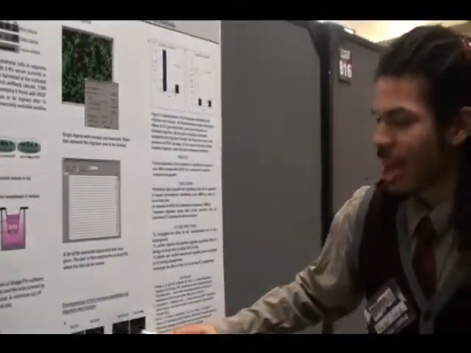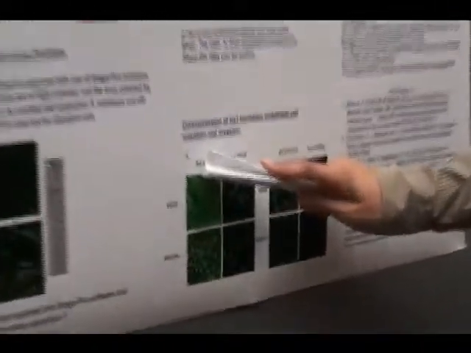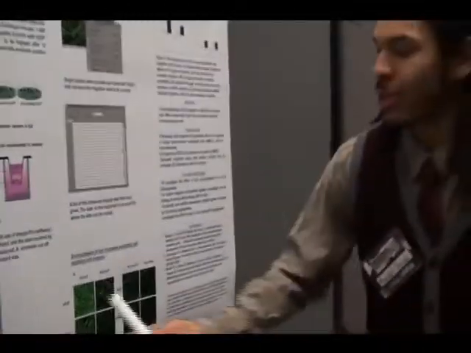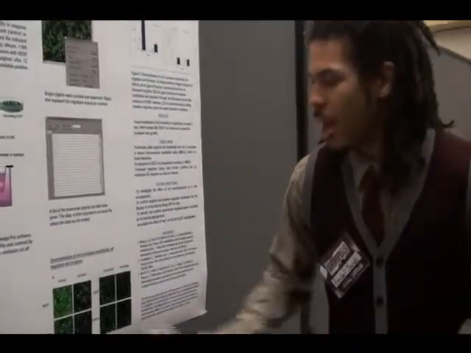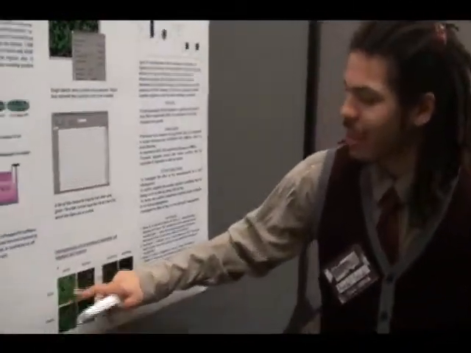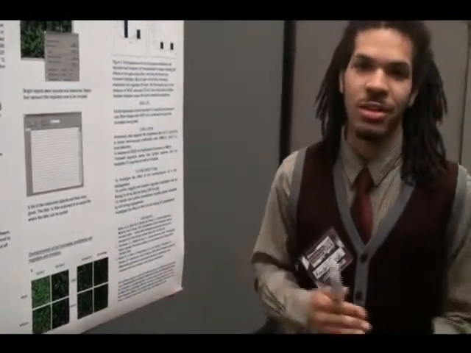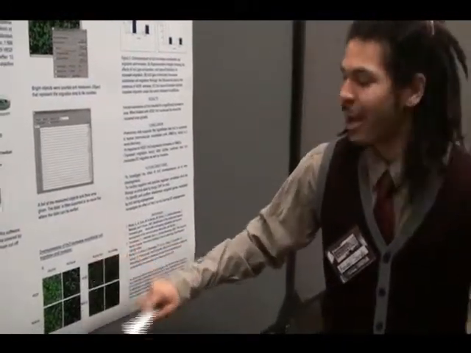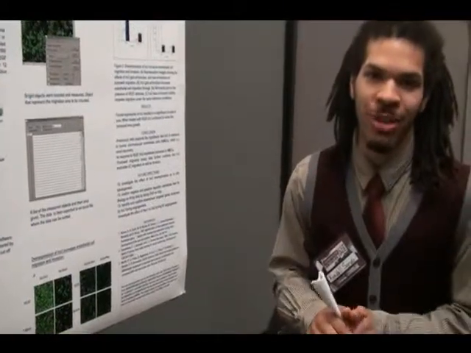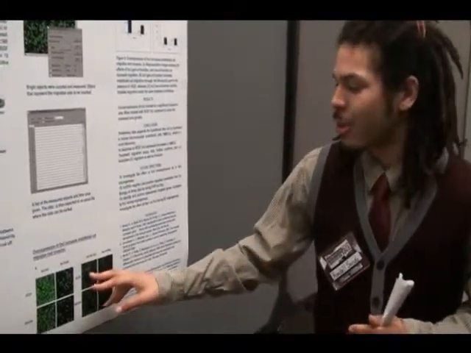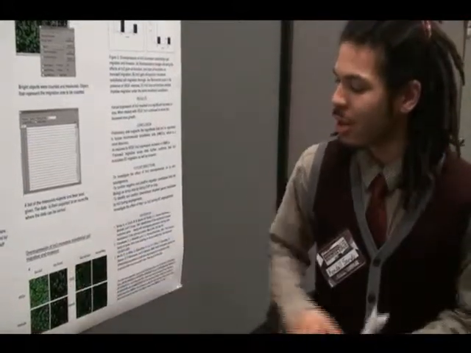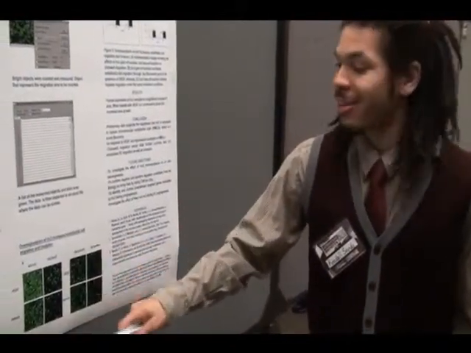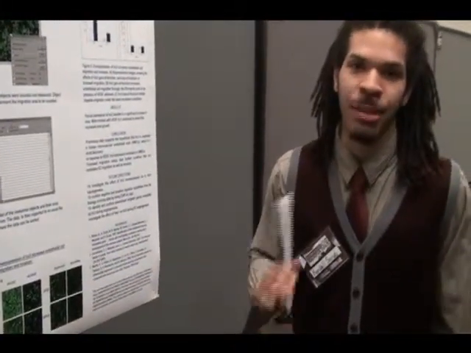So if we look at this top row right here, add IRX3, which is when we forced the expression of IRX3 and made it more pronounced, treated with VEGF, which is the growth factor. There are a lot more green dots here, and like I said, the green is the cells that were able to migrate. Compare this to the ADMIR IRX3, where we stopped IRX3 from functioning, and even compare that to the control. There's a lot more green where IRX3 is forced to be expressed, with the growth factor, compared to when we knocked down IRX3 and made it non-functioning.